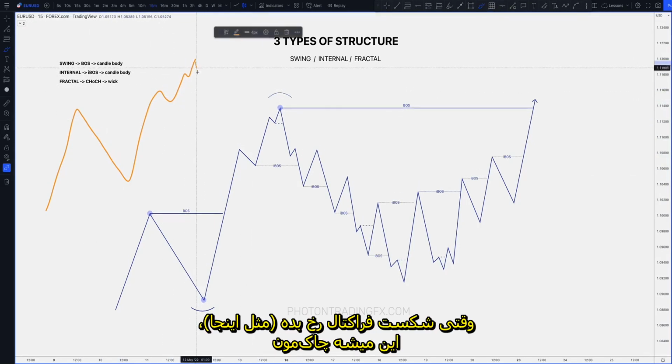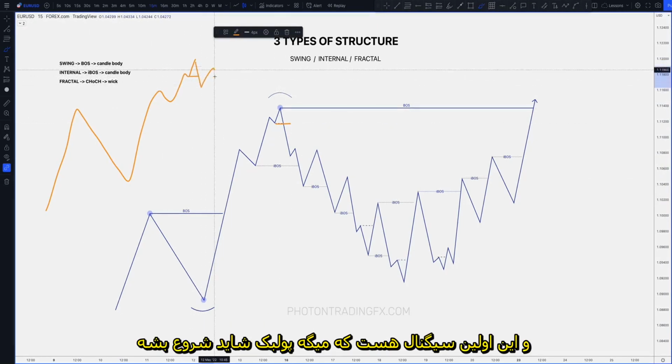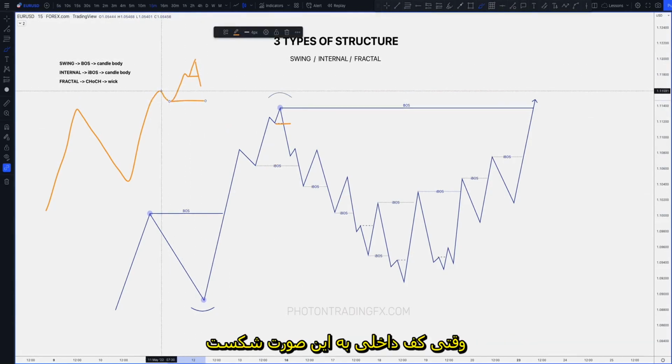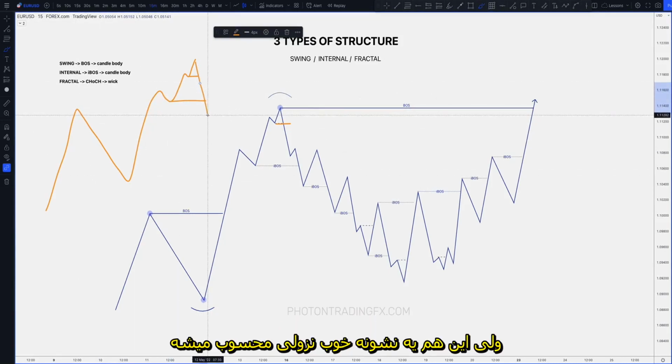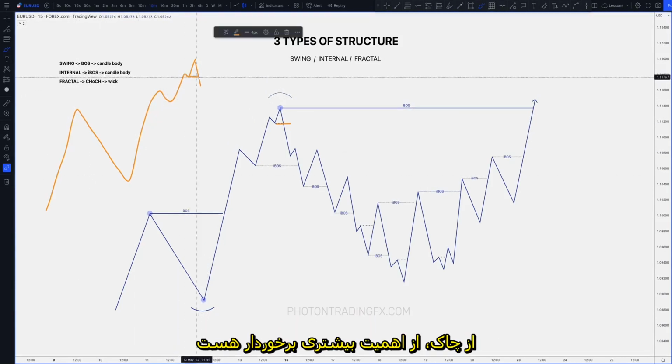So once we get that fractal break, which is this bit here, that is our change of character, and that is our first signal that the swing pullback may be commencing, right? When we then break an internal low like this, that isn't quite significant enough to be swing structure, but that's another good bearish sign as well. It's a much more significant sign than just a change of character, right?